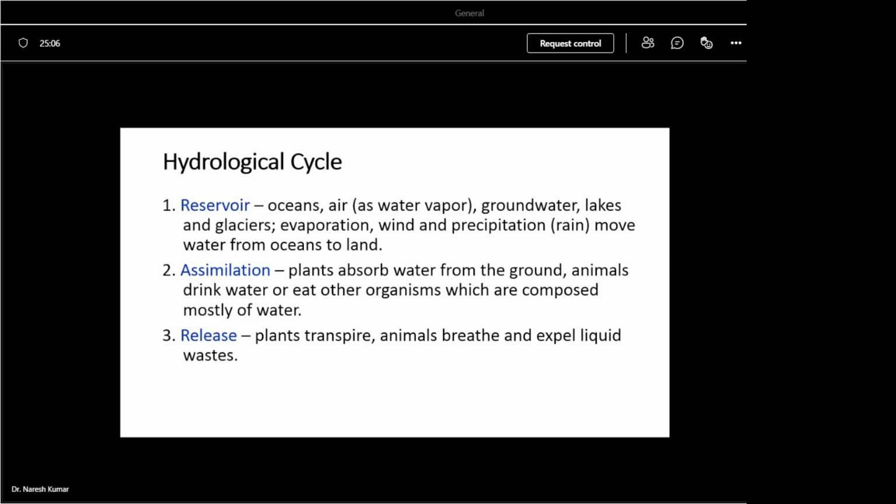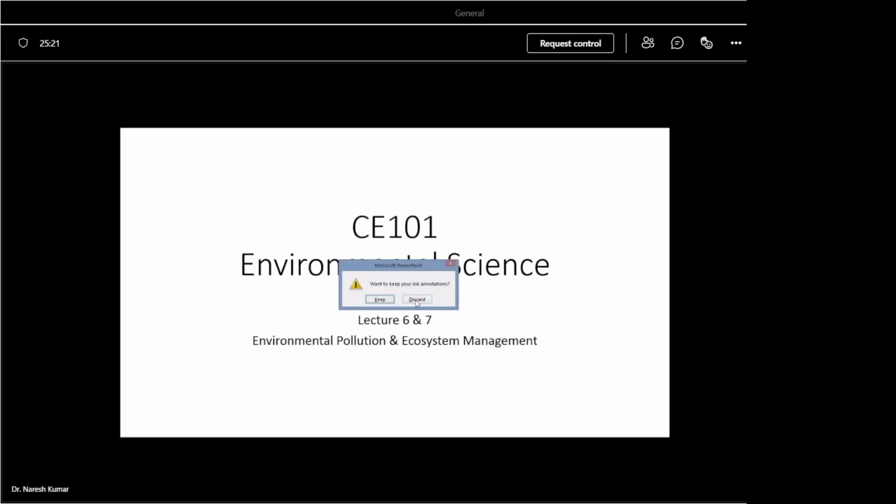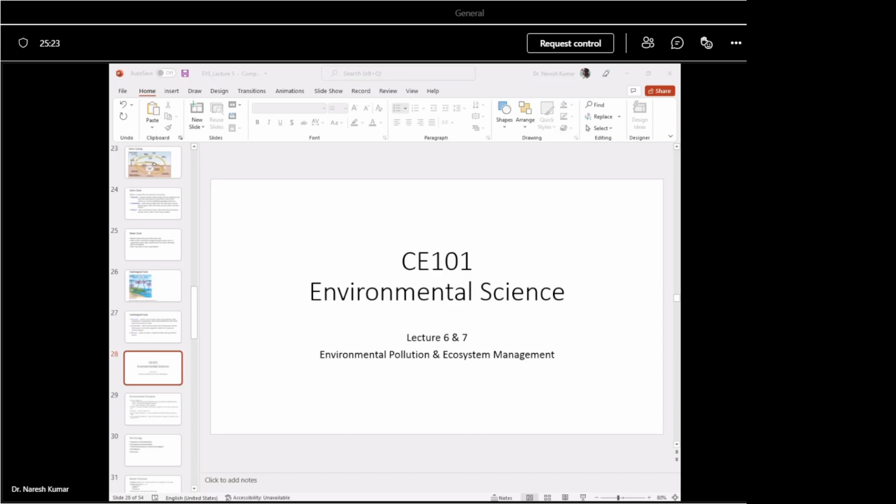Assimilation: plants and animals take up water, and then release: plants transpire, animals breathe and expel liquid waste. So that concludes the biogeochemical cycle part of this module, and we'll be going to the last part of this module 1, which is related to environmental pollution and ecosystem management.